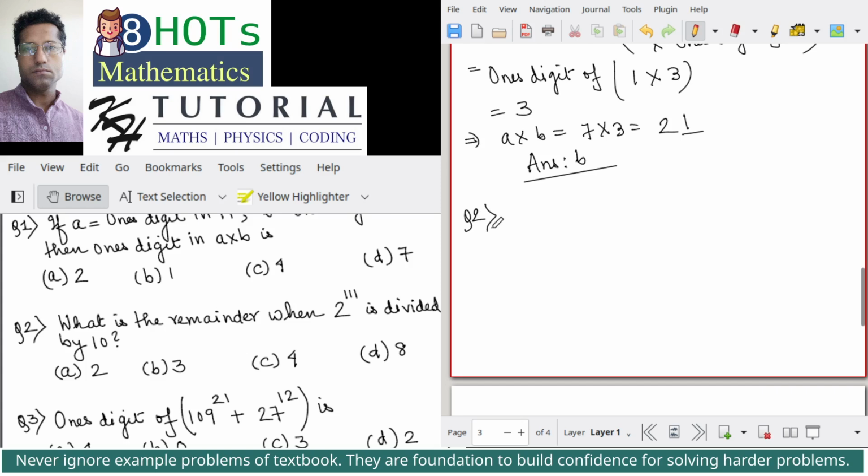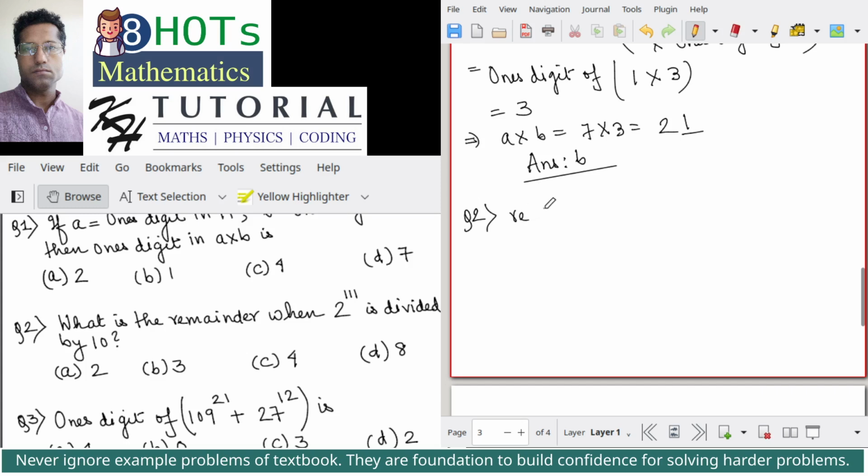What is the remainder when 2 to the power 111 is divided by 10? Now, consider what is the remainder when any positive integer is divided by 10? That will be the ones digit.